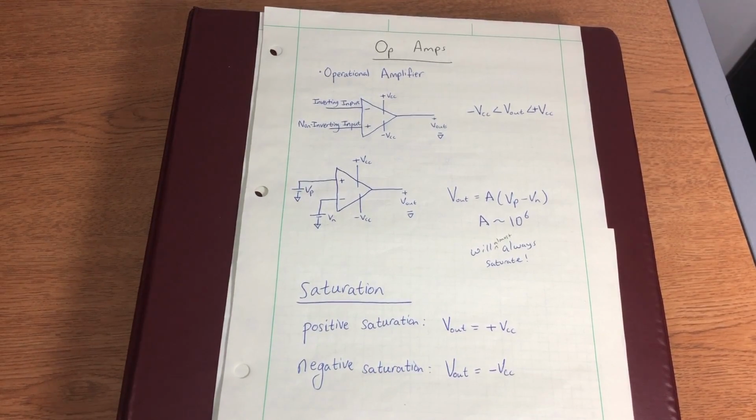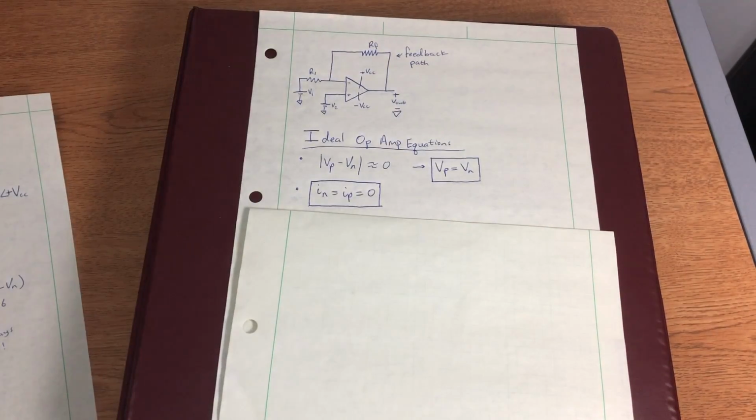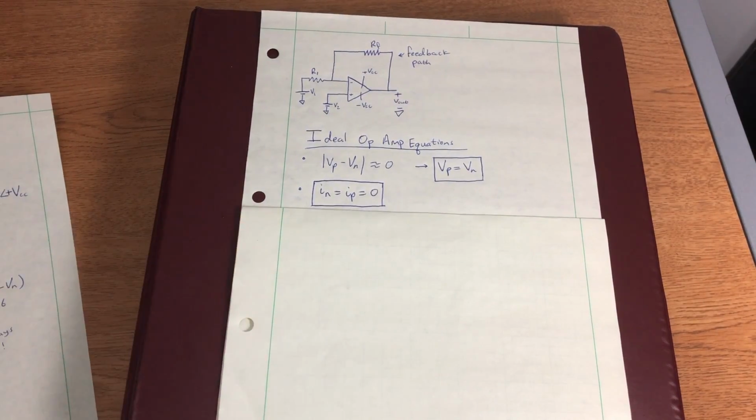As you can see, unless Vp minus Vn is very, very small, this op-amp circuit is not very useful to us because it's almost always going to saturate. So let's find a way to make better use of op-amps. Let's consider this circuit over here.